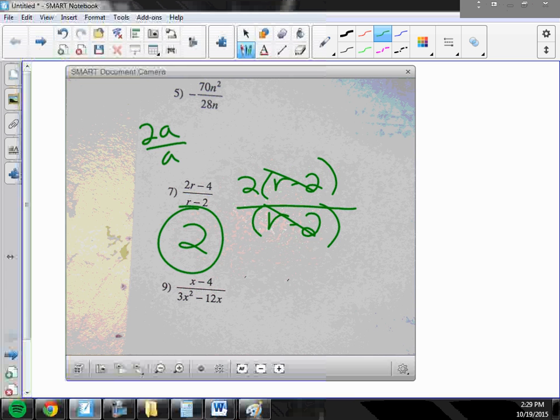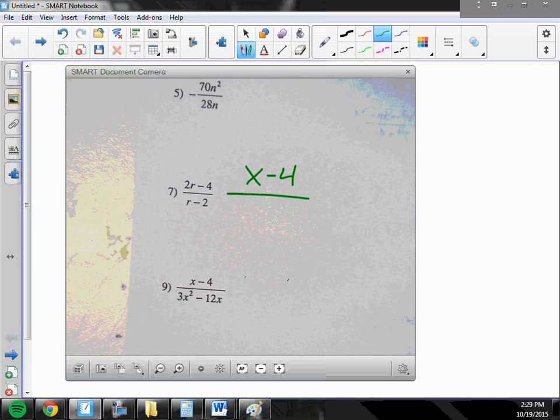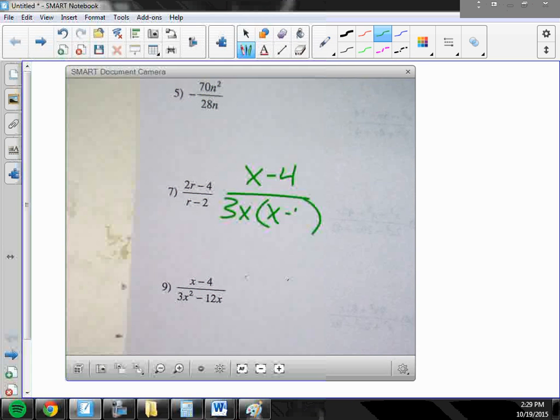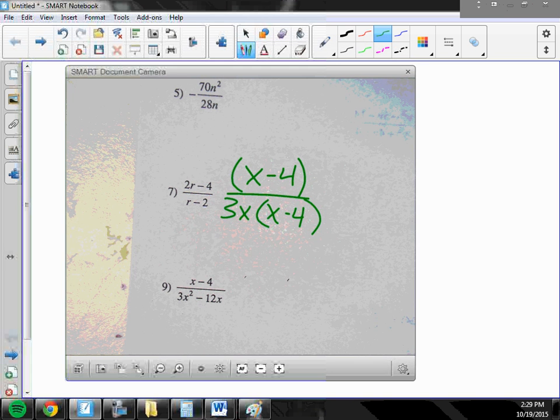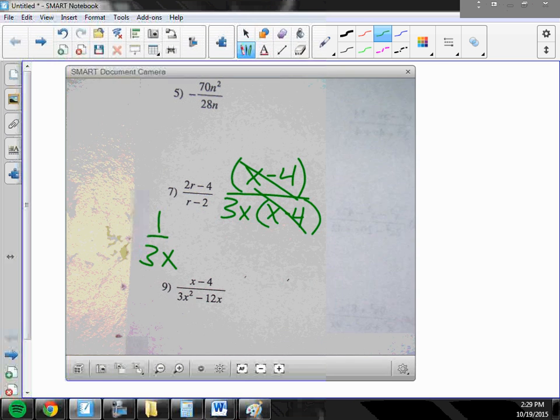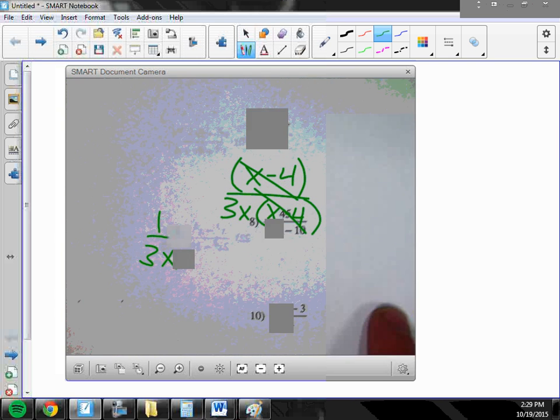Okay? So, number 9, does the top factor? No. So x minus 4 over, what about the denominator? Pull out a 3x. What's left? X minus 4. The x minus 4's cancel, and I get 1 over 3x. Does that make sense? Good. So number 8.